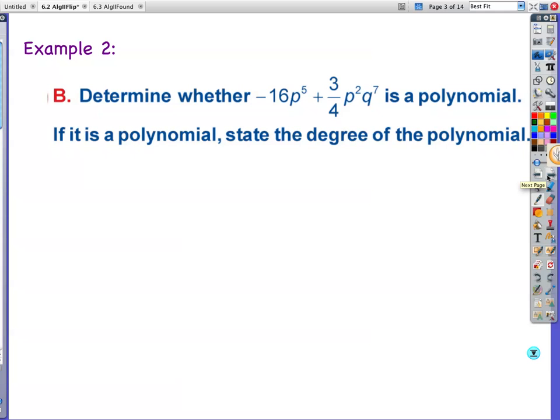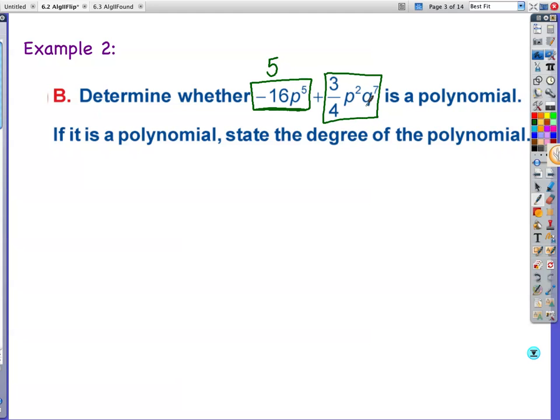This one, we have -16p to the fifth. We're good. P squared, q squared. Those are in the numerator, in theory, because they're actually over 1. You can have numbers in the denominator. That's okay. So this is a polynomial. We have to state the degree of the polynomial. The degree is basically your highest exponent. But here's the kicker. We need to look at each term separately. So what is the exponent here? 5.